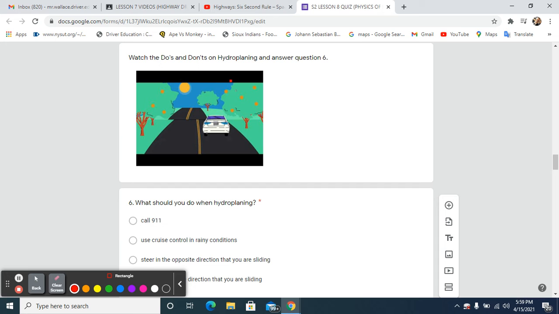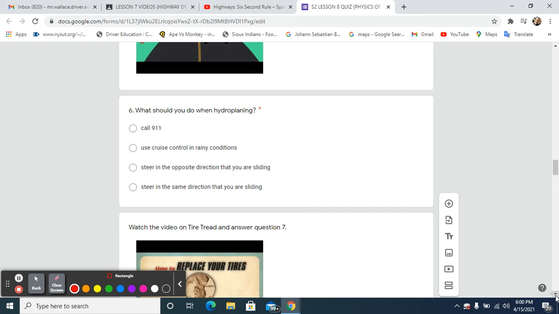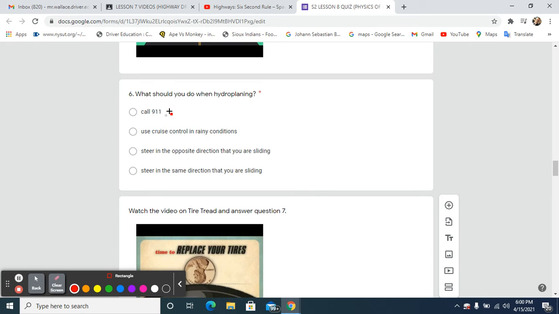The do's and don'ts on hydroplaning, and answer question number 6 here. What should you do when hydroplaning? Well, we can't call 911 when we're driving. Do not use cruise control in rainy conditions. In fact, I would prefer that you never use cruise control as student drivers. Steer in the opposite direction than you are sliding. Steer in the same direction that you are sliding. This is the answer. You want to steer in the same direction that you are sliding in. Okay, it will help you regain some control.